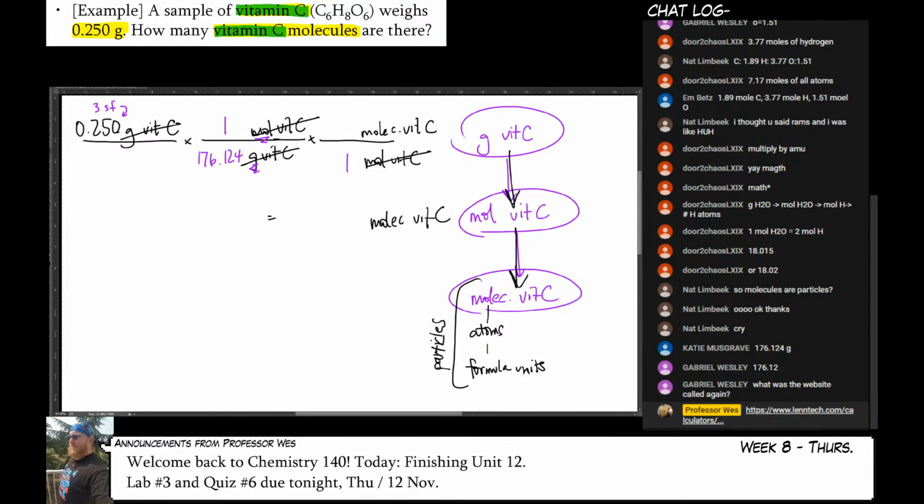All right. Anyway, for this relationship here, for moles to molecules, there's only one number, and that's Avogadro's number. So punch it all in the calculator, see what you get.